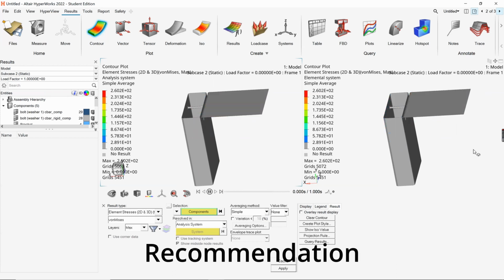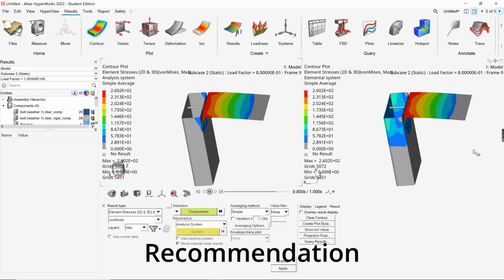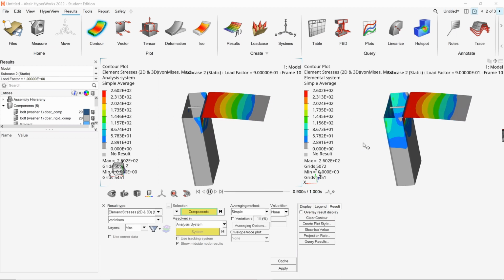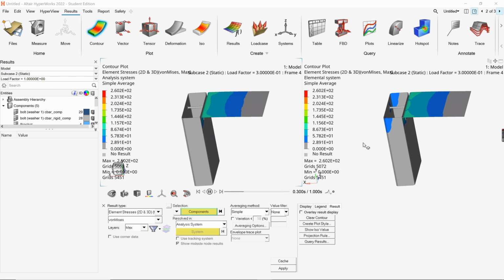So what we can conclude from this analysis is, wherever possible, if I find any kind of gap between the bolted components, it is strongly recommended to include the pre-tensions on the bolts. The model on the right side, which has the bolt pre-tension, is giving us more reliable results than the model which does not have the pre-tension.